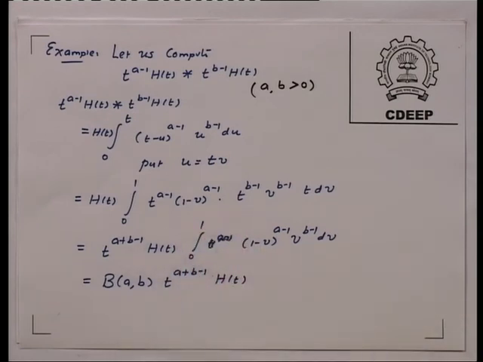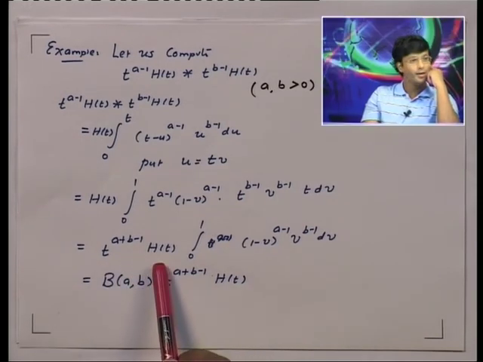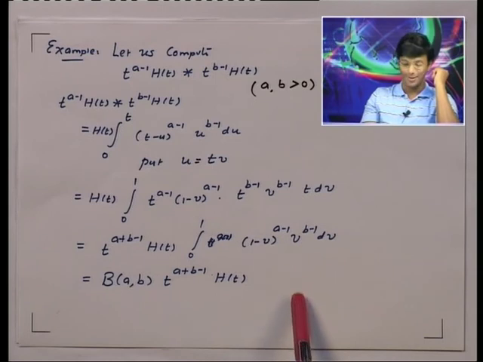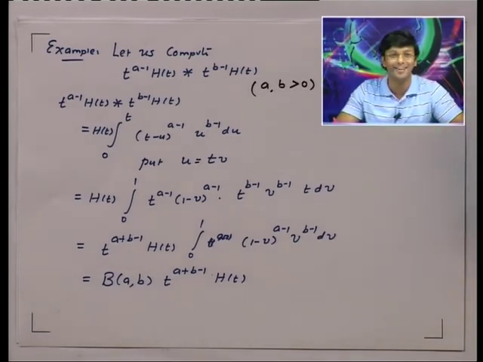So, all the t's can be combined, t to the power a plus b minus 1, h(t) remains, and the integral from 0 to 1, our old friend, (1 minus v) to the power a minus 1 v to the power b minus 1 dv, the beta function has appeared. So, we have the formula t to the power a minus 1 h(t) convolved with t to the power b minus 1 h(t) equal to beta(a, b) times t to the power a plus b minus 1 h(t).